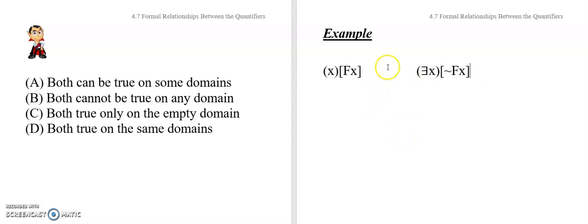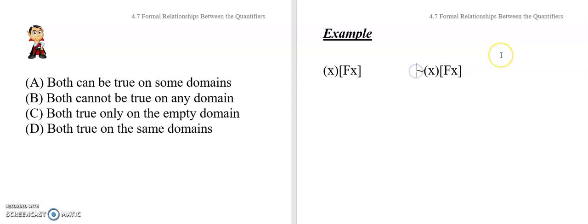Okay, so let's think about this. And it really pays here to be able to switch to the opposing quantifier. So let's put them both in terms of the universal. If I put them both in terms of the universal, I get this. Now notice these are both of the form P and not P. So they cannot both be true together on some domains, and this would apply to any domain, because P and not P, right? Not even the empty domain, okay? So B would be the correct answer there.